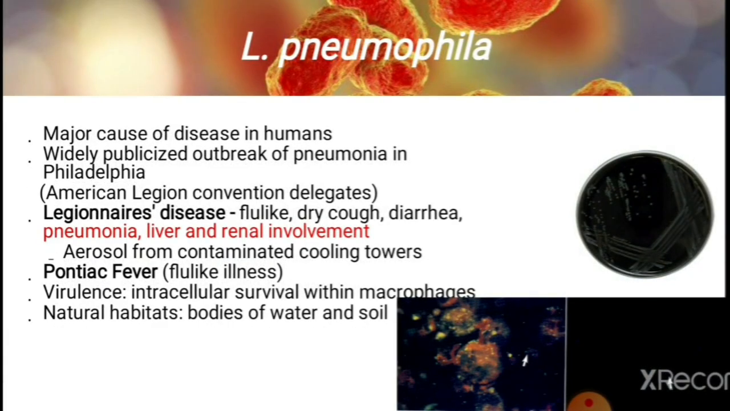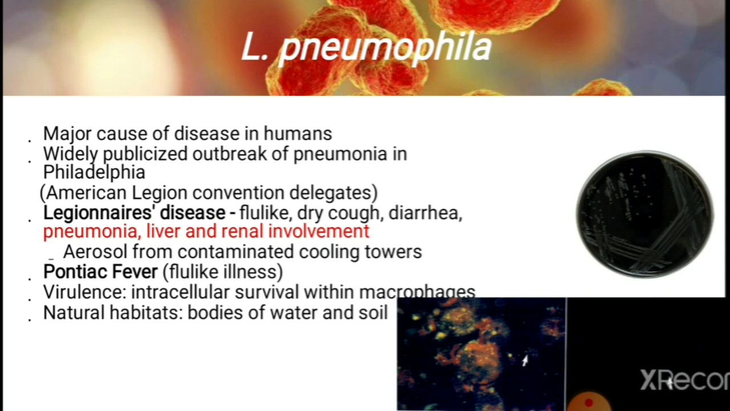Now let's discuss first our Legionella pneumophila. This is the major cause of disease in humans, and it was widely publicized in an outbreak of pneumonia in Philadelphia. It was found in the American Legion Convention delegates. That's why it was known as Legionnaire's disease. Patients infected with this one will have flu-like symptoms, dry cough, diarrhea, pneumonia, and liver and renal involvement.